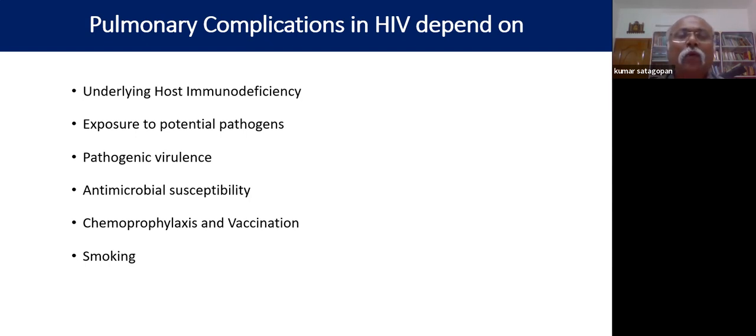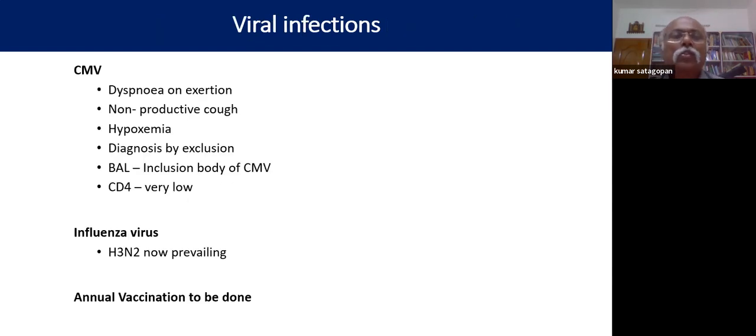Next slide. So if any other queries are there, we will try to solve them. So CMV. The other thing I forgot, the cytomegalovirus, the viral infection: very, very low CD4 count, dyspnea on exertion, non-productive cough, hypoxemia, diagnosis by exclusion. BAL study will show inclusion bodies of CMV, CD4 very low.